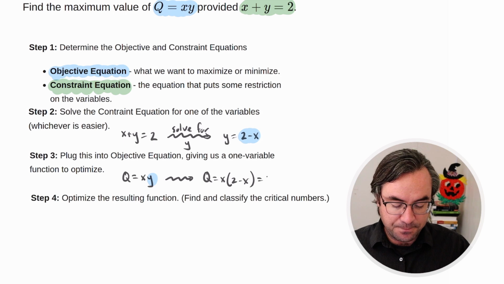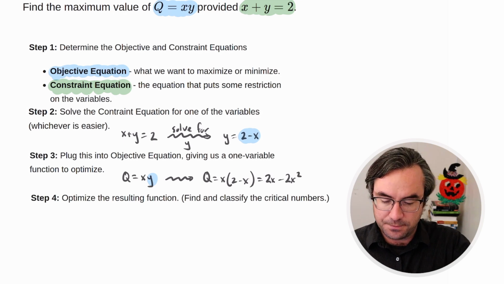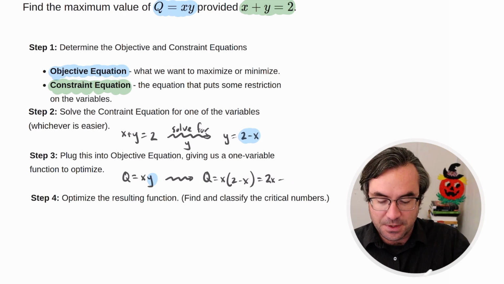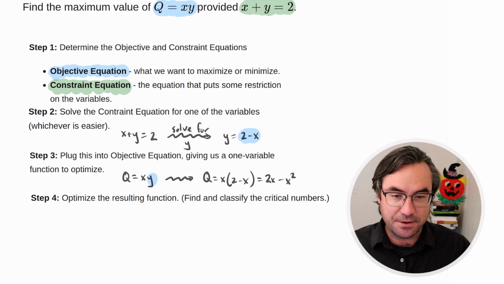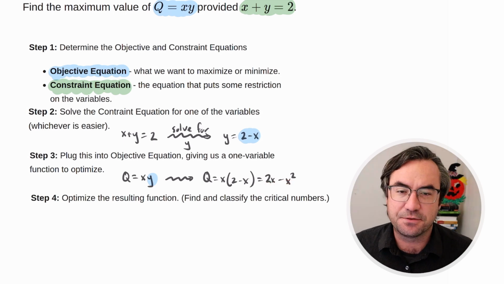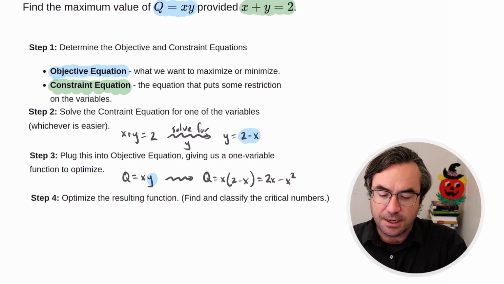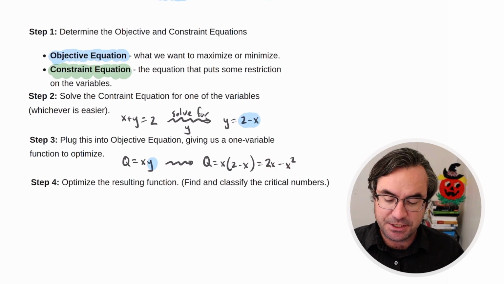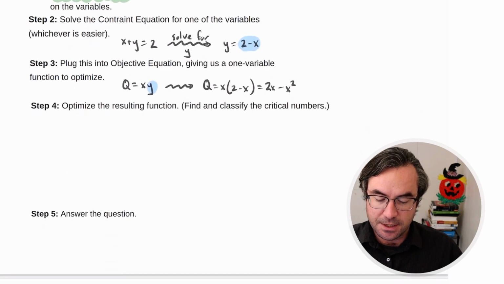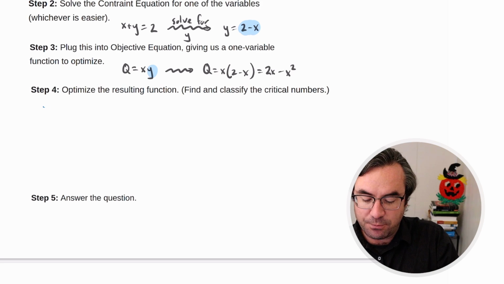So if we multiply, we get 2x minus 2x squared. Nope, that's not what we get. 2x minus x squared. That's what we get. All right, so this version will be a little easier to differentiate. All right, so let's get to the optimization bit. So step 1, we want to find the critical numbers.